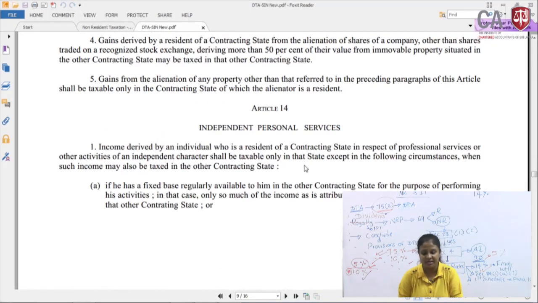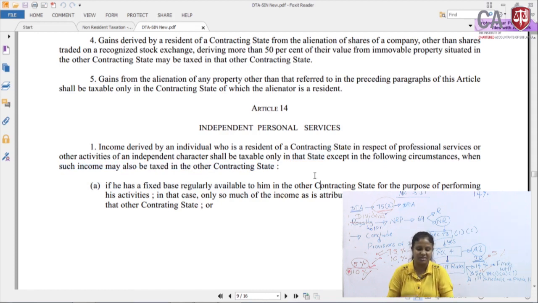Come to this one. Independent personal services. Income derived by an individual. See, this is for an individual. In non-resident taxation, if individual taxation is being tested, these two articles are very, very important to you. Okay. Who is a resident of the contracting state in respect of professional services or other activities, underline or highlight, of an independent character. Shall be taxable only in that state, except in the following circumstances, when such income may also be taxed in the other contracting state.